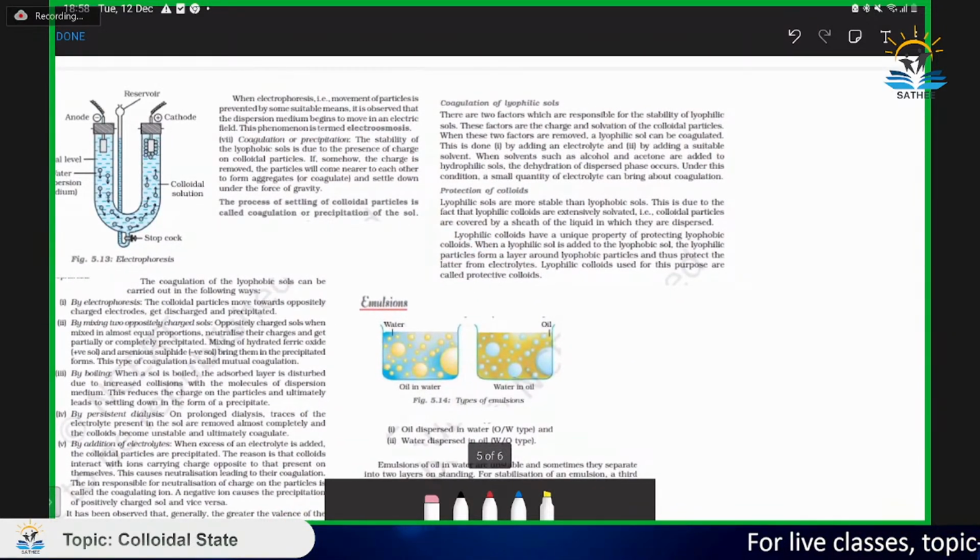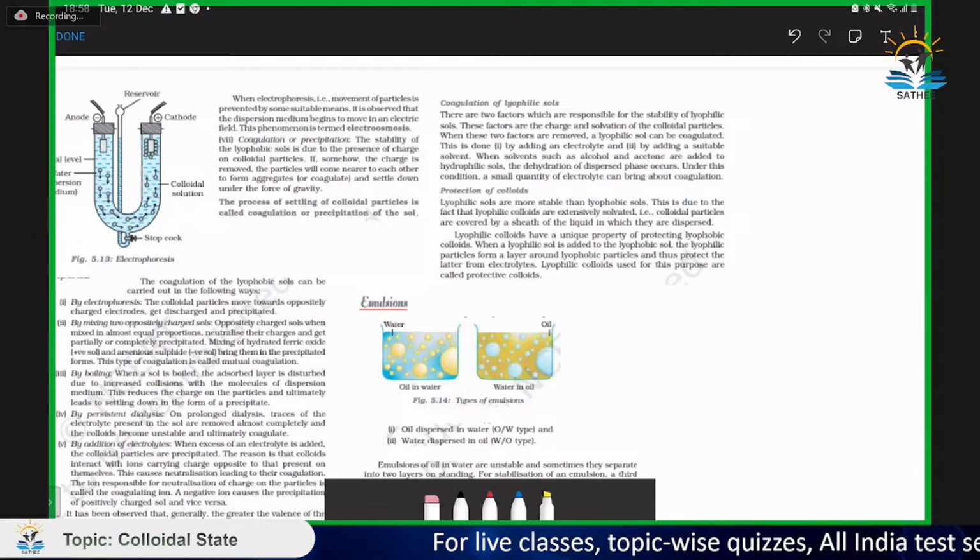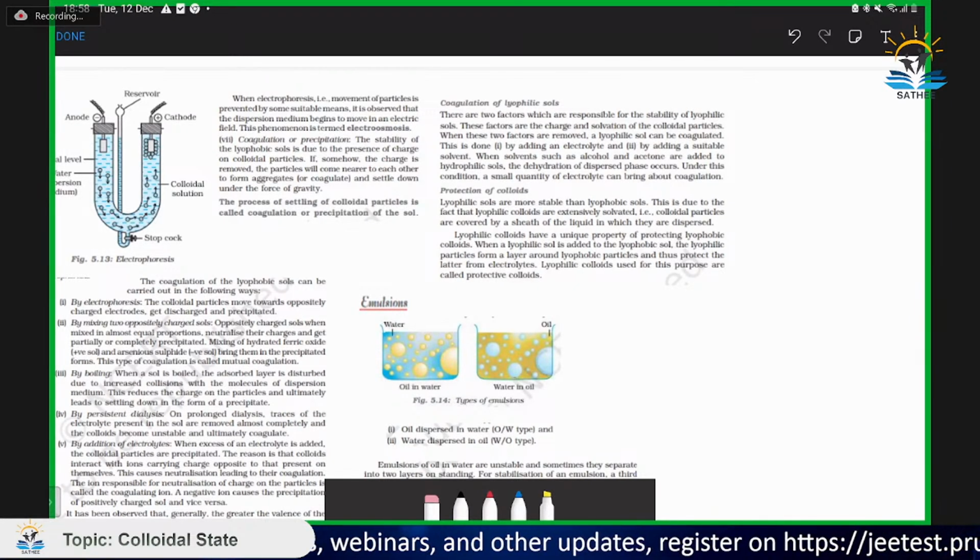Coagulation of lyophilic sols. Lyophilic sols are more stable than lyophobic, because in lyophilic you have your solvent and disperse phase, the dispersion medium interactions. Lyophobic also has the double layer. And the disperse phase and dispersion medium attractions, or bondings, are far greater than your double layer. So it's easier to break the lyophobic.